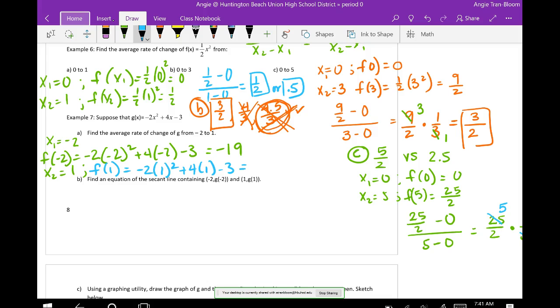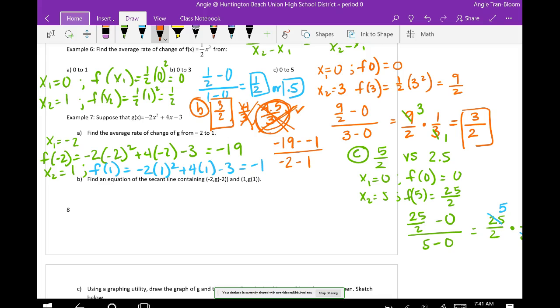Alex M, what did you end up with, dear? I got -1. Negative 1 is Alex, right? Okay, let's find the average rate of change. We are going to take the y values. So here we go. Negative 19, take away negative 1. Be very careful of how you're writing it, okay? All over. Your x's are negative 2 minus 1.